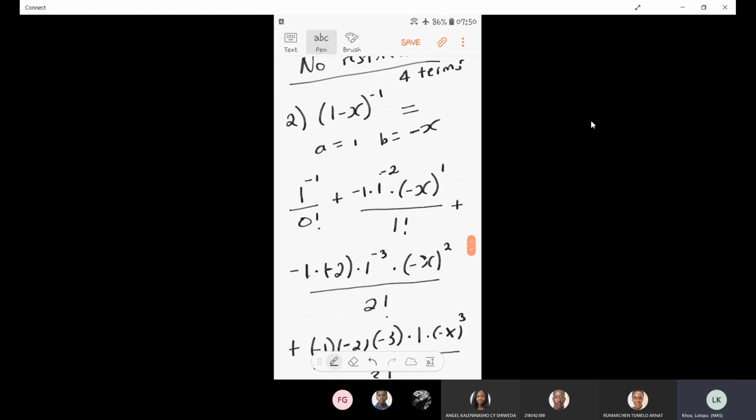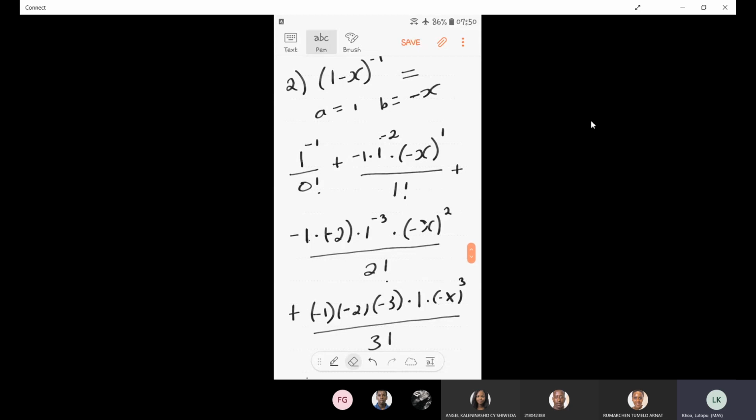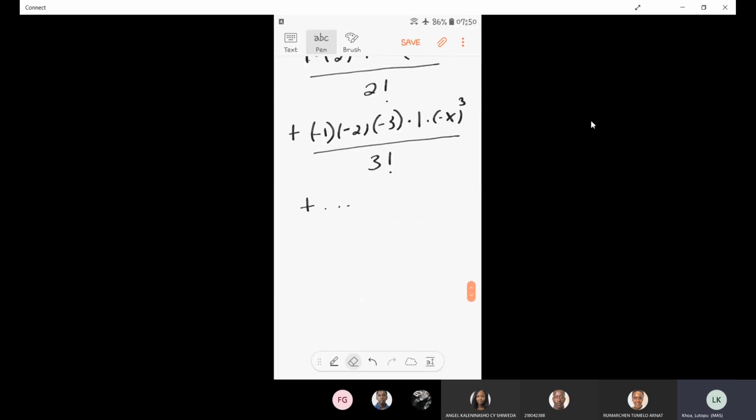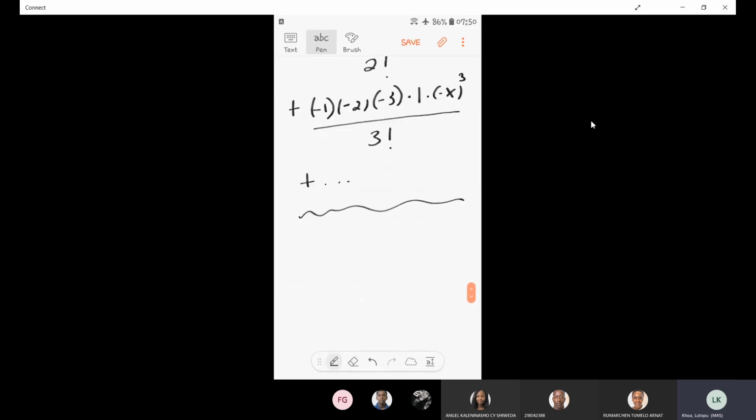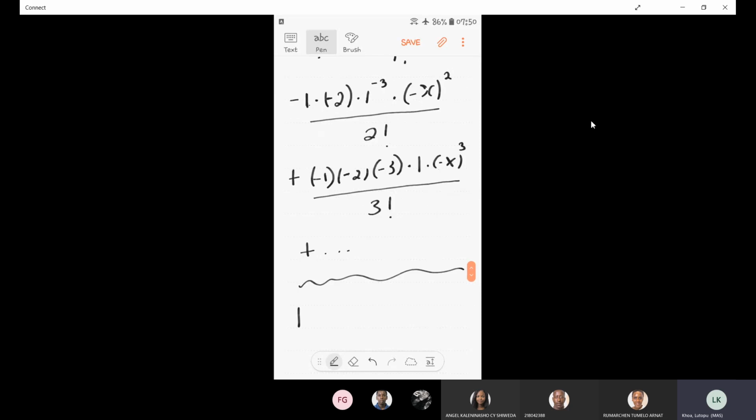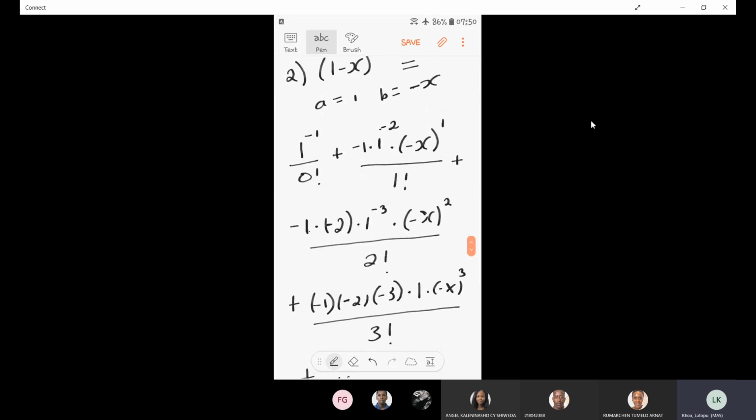So for the first term over here, negative 1 to the power of negative 1 divided by 0 factorial. We know that 1 to the power of anything is equal to 1, so my first term just becomes 1. Okay, then the second term, I have minus 1, and this term over here is negative x to the power of 1. This is going to be negative. If I have negative times a negative, this will be positive. And 1 to the power of anything is 1. So I just have positive x.